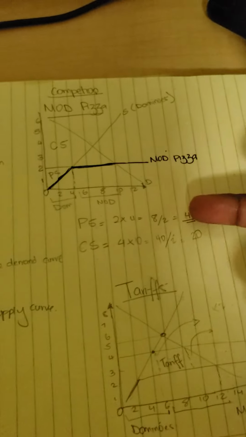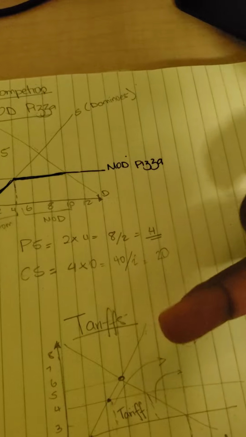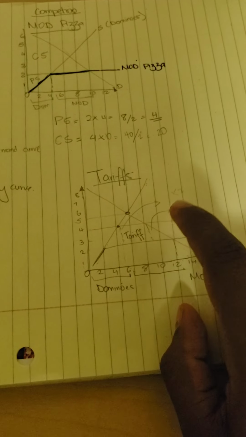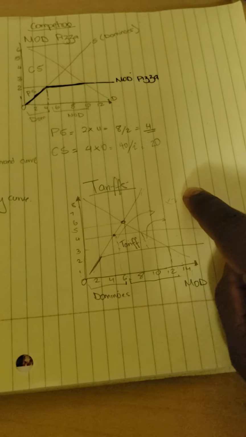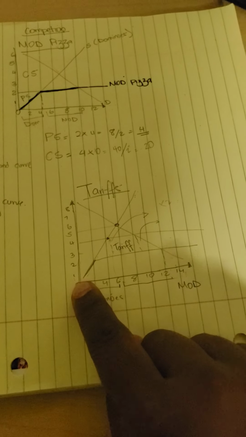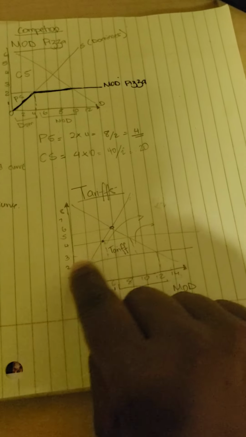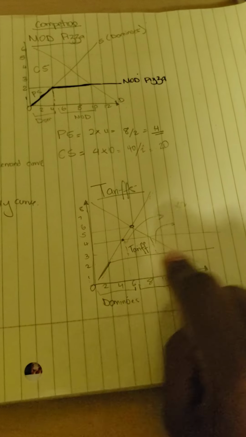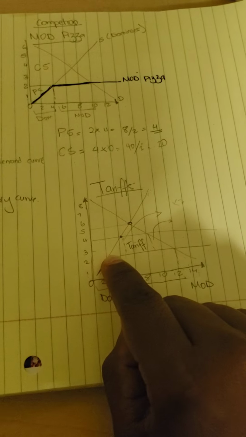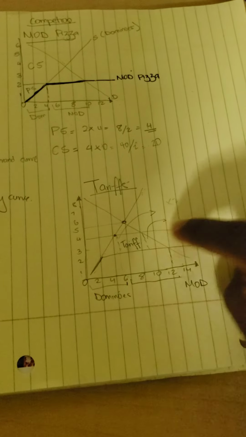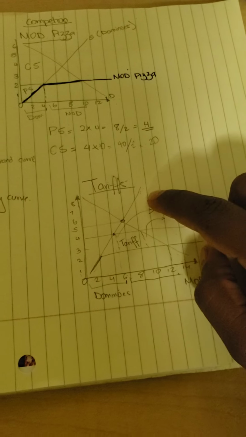With all that, now we have the government intervening. We have tariffs, and with the new tariff, the government imposed a tariff of $2 now. So we used to sell, this is our supply curve for Mod Pizza. So Mod Pizza went from $2 now to $4. This is our new price, right?